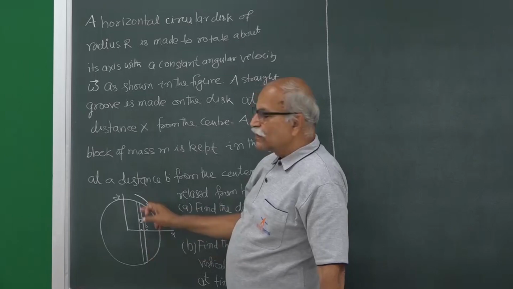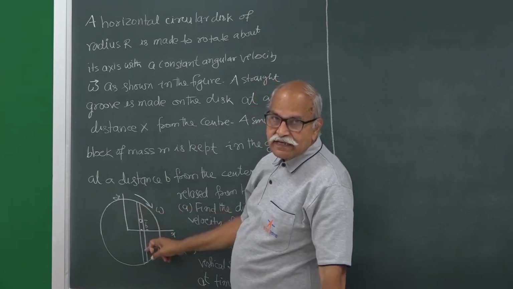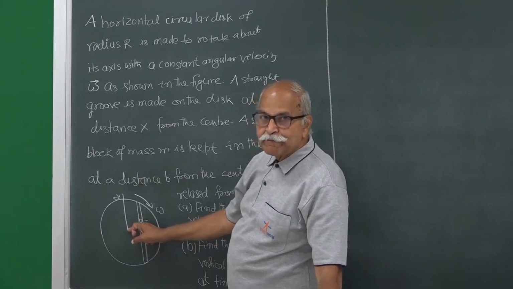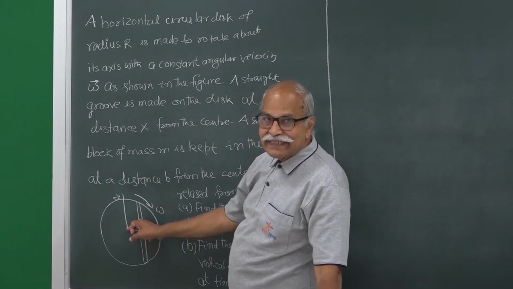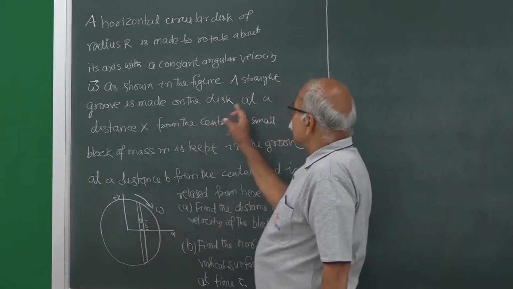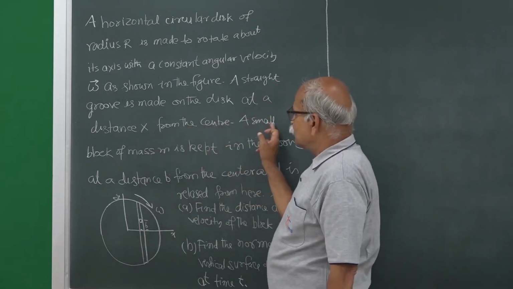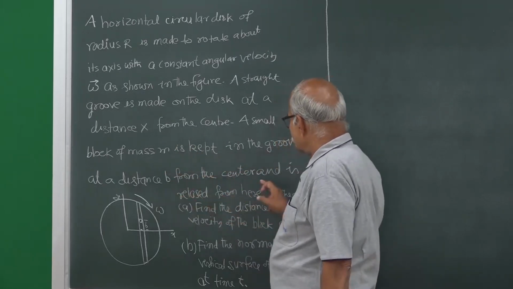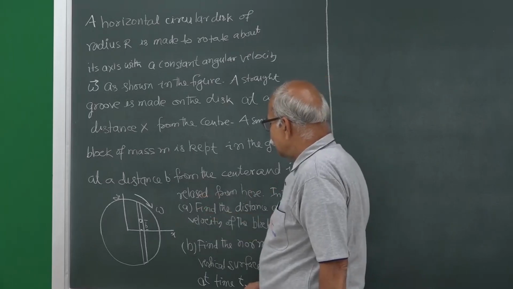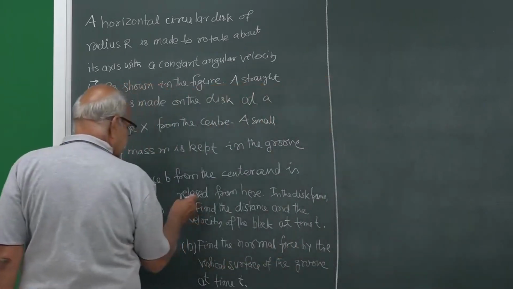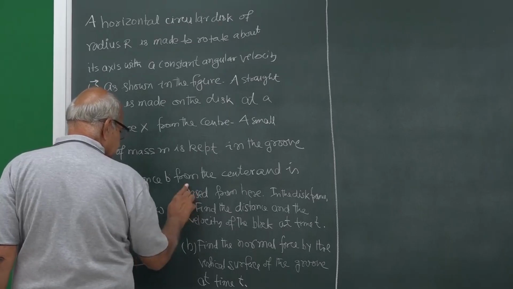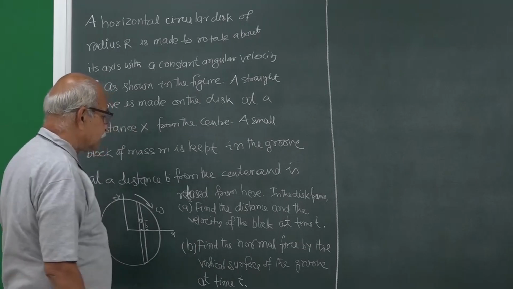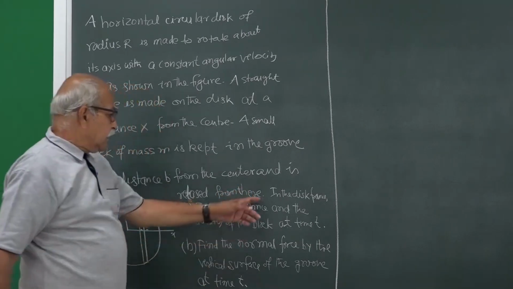So, this is a groove. In the last lecture I had done a problem where the groove was passing through the center, and now the groove is at some distance from the center, that is the only difference. At a distance x from the center, a small block of mass m is kept in the groove at a distance b from the center and is released from there, in the disc frame.